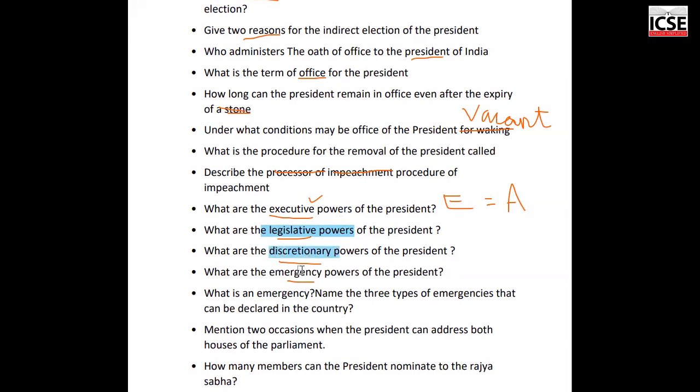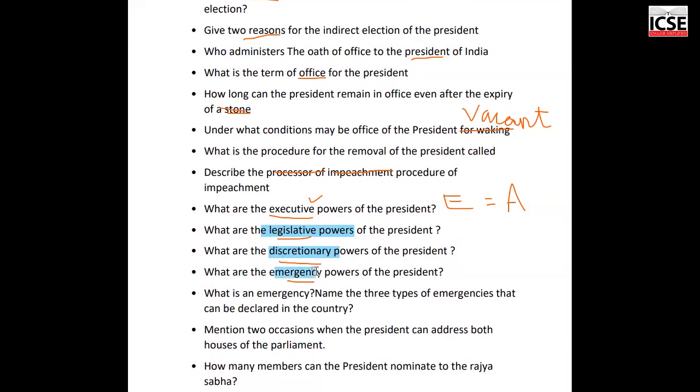Discretionary powers, let's look at the word discretionary. So in English, what does it mean? It means to use your own judgment. So what are the cases in which the president uses his own judgment? So in your book, you will find 3 examples. Very important question. This has come the last time we had the exam.